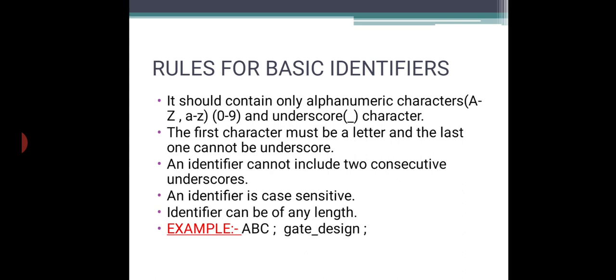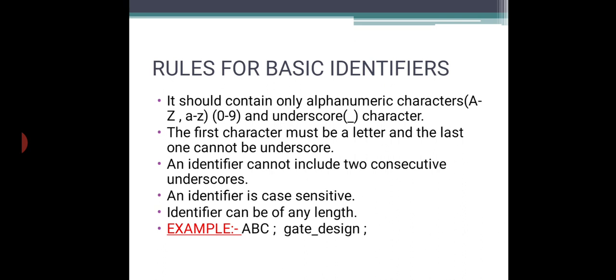Rules for the basic identifiers. It should contain only alphanumeric characters: either capital letters or small letters or the numbers 0 to 9, and we can write the underscore character in between the letters. The first character must be a letter and the last character cannot be an underscore.